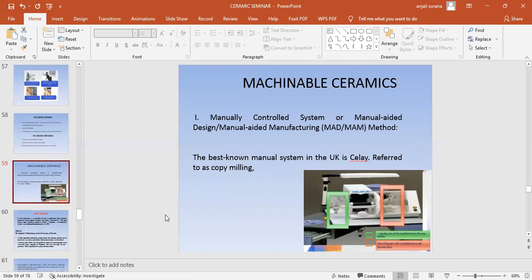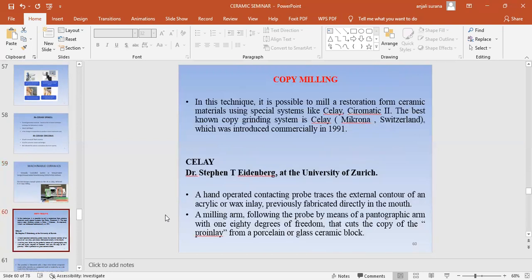Then we have machinable ceramics: manually controlled systems, or manually aided design and manufacturing methods. The best known manual system in the UK is Celay, also referred to as copy milling. In this technique, it is possible to mill a restoration from ceramic materials using special systems like Celay. The best known copy grinding system is Celay, which was introduced commercially in 1991. Celay was introduced by Dr. Eidenbenz at the University of Zurich.